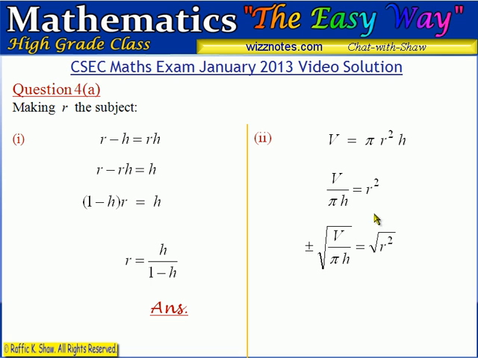But because we don't know whether R is positive or negative, when we calculate the square root of a number, we have to consider positive or negative. Therefore, this result would have a positive or negative square root of V divided by pi H. The square root of R squared is simply R, and we are left with R being equal to plus or minus the square root of V divided by pi H. And this is the result.